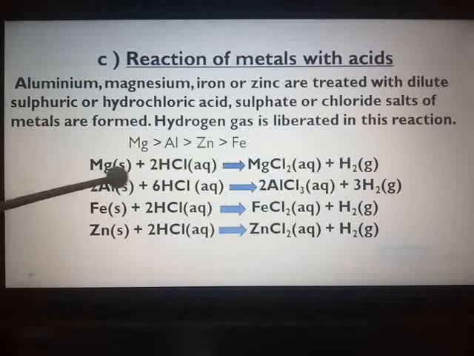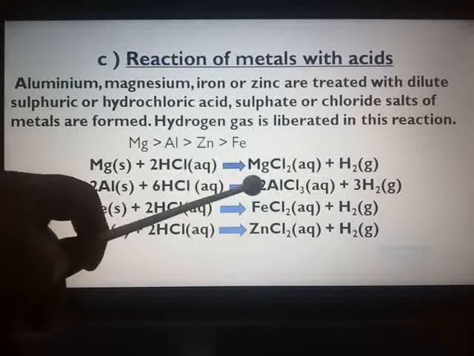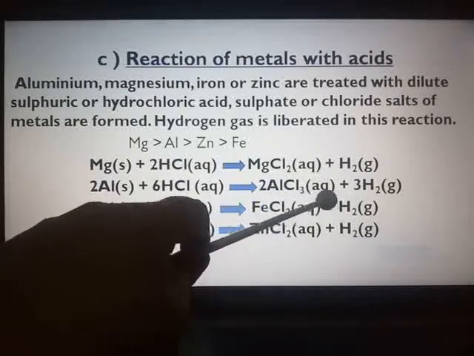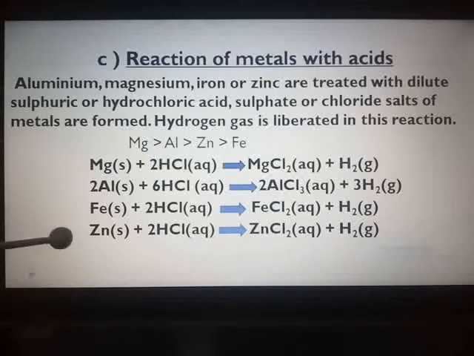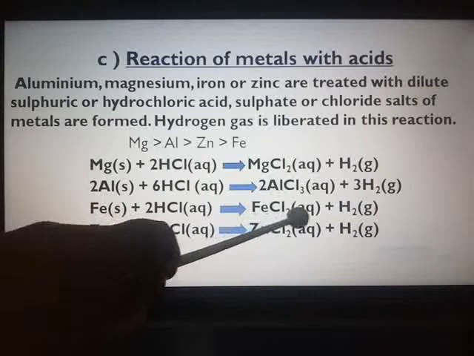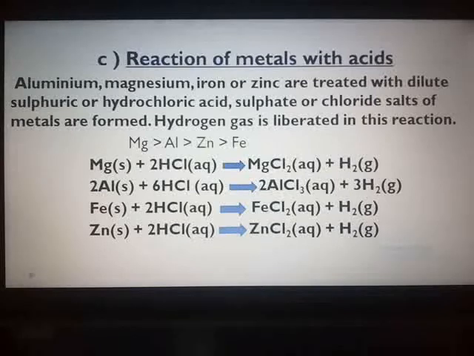Fe, that is iron, reacts with HCl forming iron chloride with the liberation of hydrogen gas. Zinc reacts with HCl forming zinc chloride and hydrogen gas. So the basic thing you remember is that whenever a metal reacts with an acid, a particular salt of that metal and hydrogen gas is liberated. So you will not go wrong.